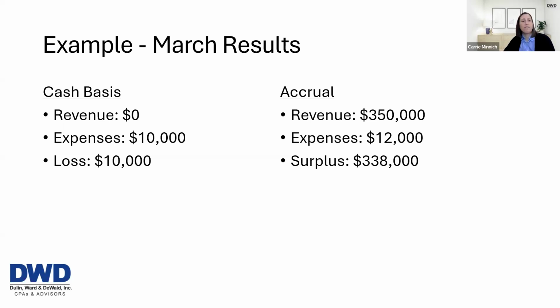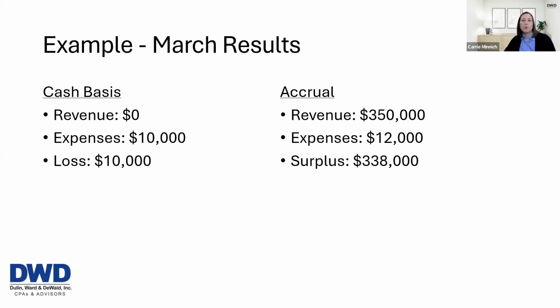The revenue and expenses look very different. Under the cash basis, there would be no revenue recorded during March because there was no money actually received. However, you did pay that $10,000, so you would have a loss of $10,000. Under the accrual basis, though, for the same transactions, you would record $350,000 in revenue, $12,000 in expenses, and have a $338,000 surplus. So again, same nonprofit, same transactions, same month, two different nonprofits that follow two different bases of accounting, you can see very different results.